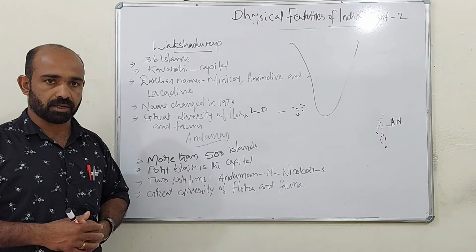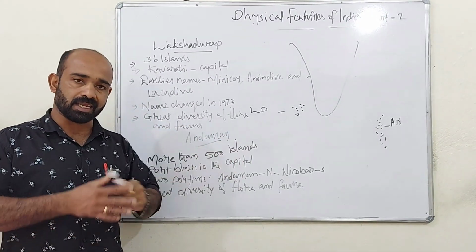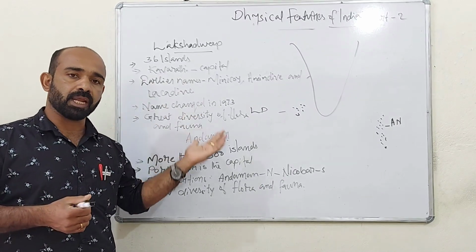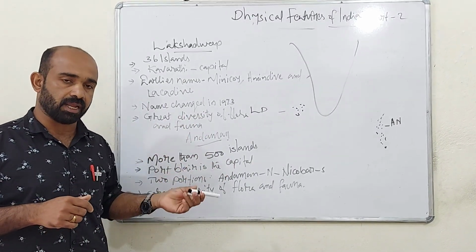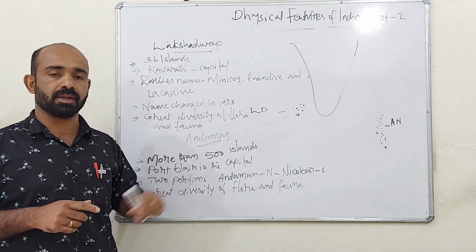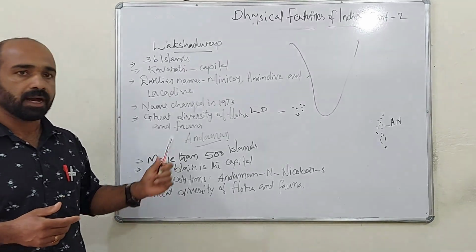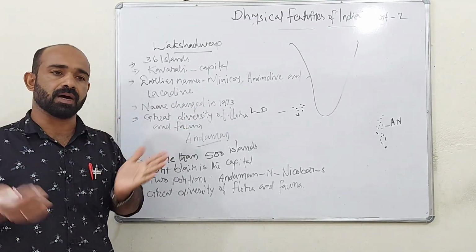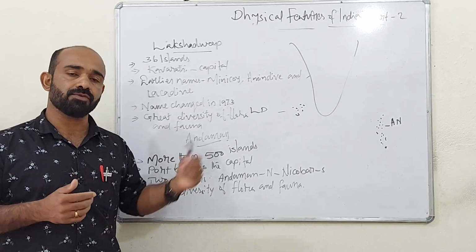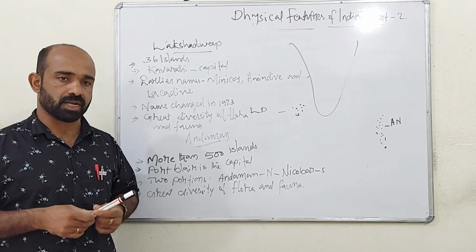Kavaratti is the capital. And this Lakshadweep Island's earlier names were Minikoi, Amindiv and Lekkadeep. And in 1973, a permanent name was given, that is Lakshadweep. And this region has great variety of flora and fauna, and people are leading peaceful lives in this area. It is one of the beautiful places of our country.